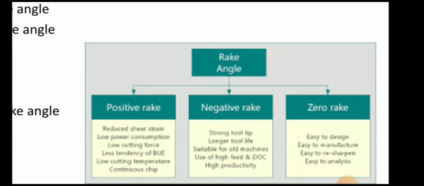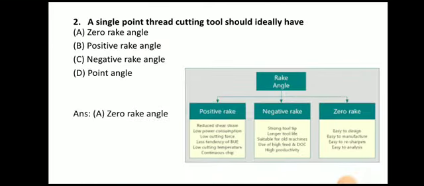Then negative rake angle, strong tool tip. As the tool has negative rake angle, there will be more material at the nose. So strong tool tip, longer tool life, suitable for old machine, use of high feed and depth of cut and high productivity with negative rake angle. Then 0 rake angle, easy to design, easy to manufacture, easy to resharpen and easy for analysis. So these are some benefits of positive, negative and 0 rake angle. So a single point thread cutting tool should have a 0 rake angle.